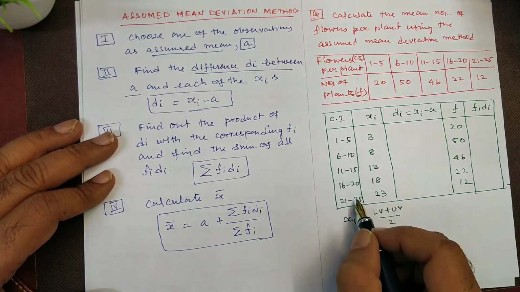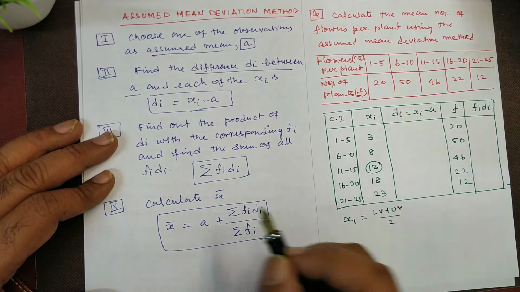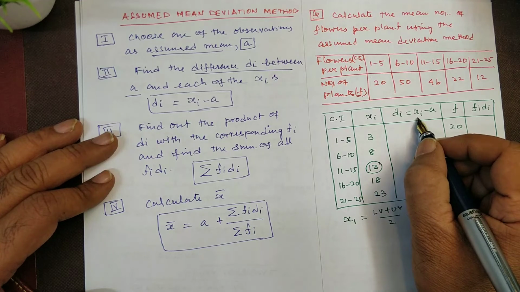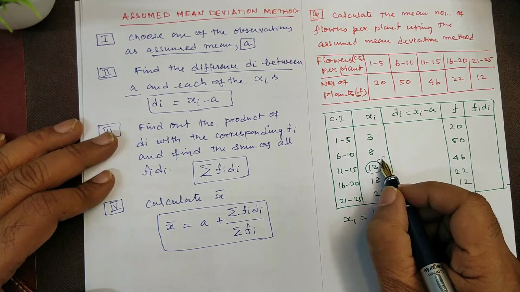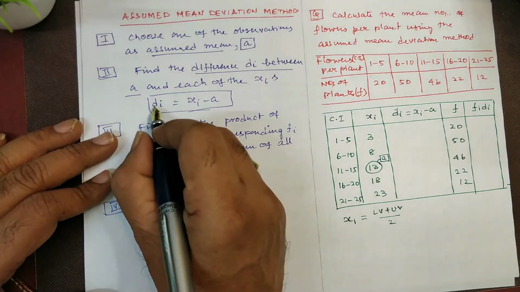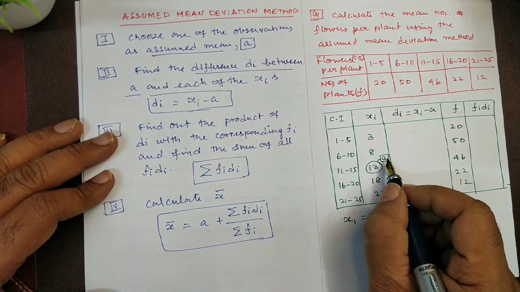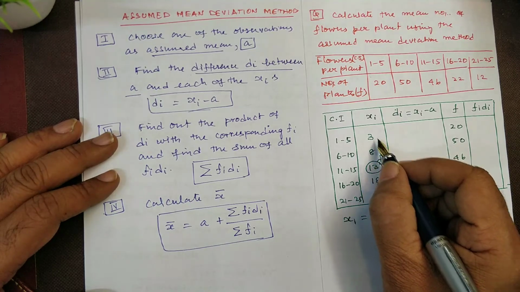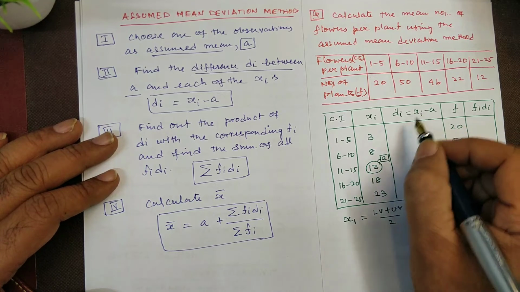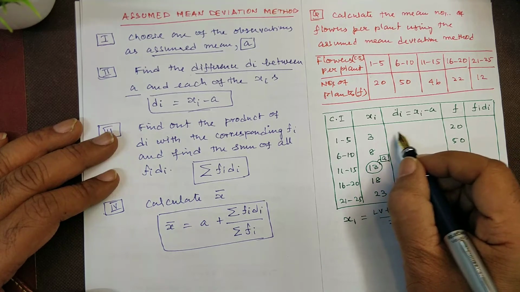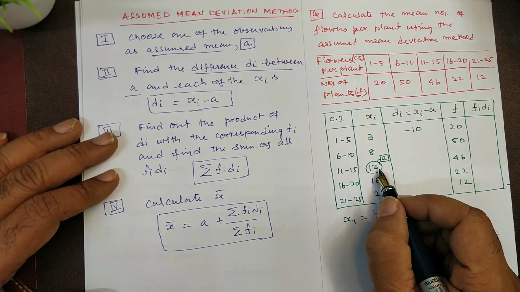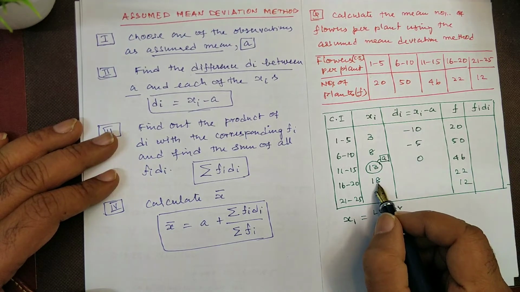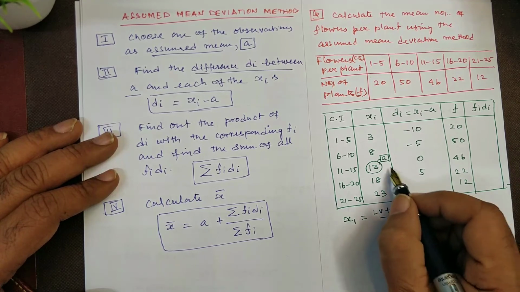Now let us assume a mean from the values. Roughly you can take the mid value. Let us assume 13 as the assumed mean A. di is equal to Xi minus A, so 3 minus 13, minus 10. 8 minus 13, minus 5. 13 minus 13, 0. 18 minus 13, 5. 23 minus 13, plus 10.